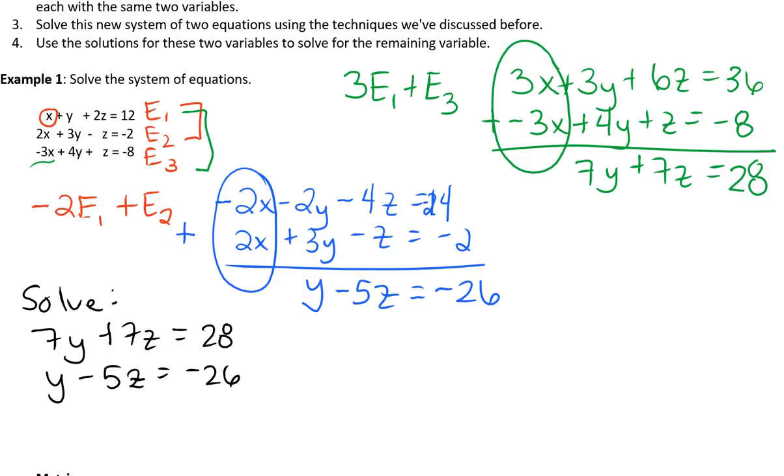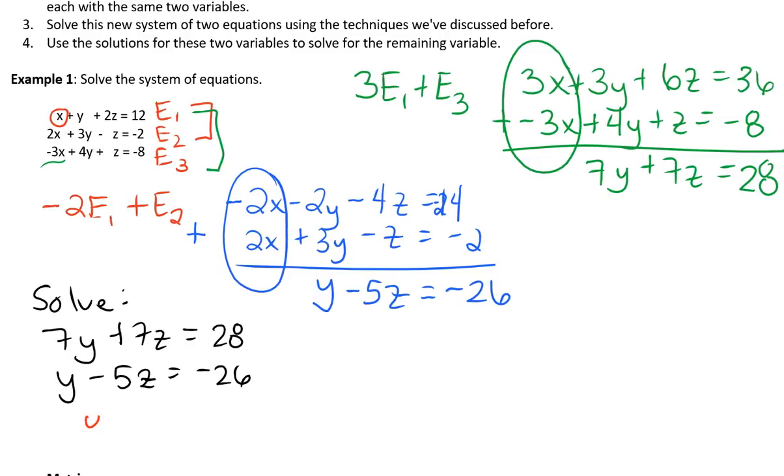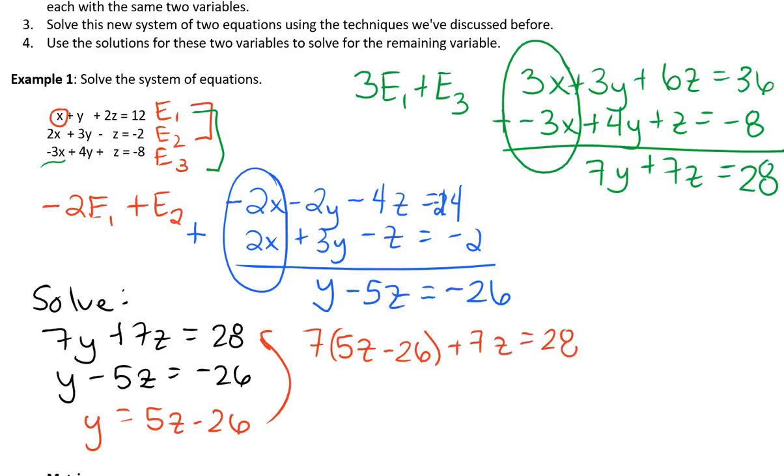So in this case, I'd like to use substitution, since we have a 1 coefficient on the y in the second equation here. So let's see, we have that y is equal to 5z minus 26. Okay. And now we can go ahead and substitute that into the first equation from our secondary system here. So we get 7 times (5z minus 26) plus 7z equals 28.